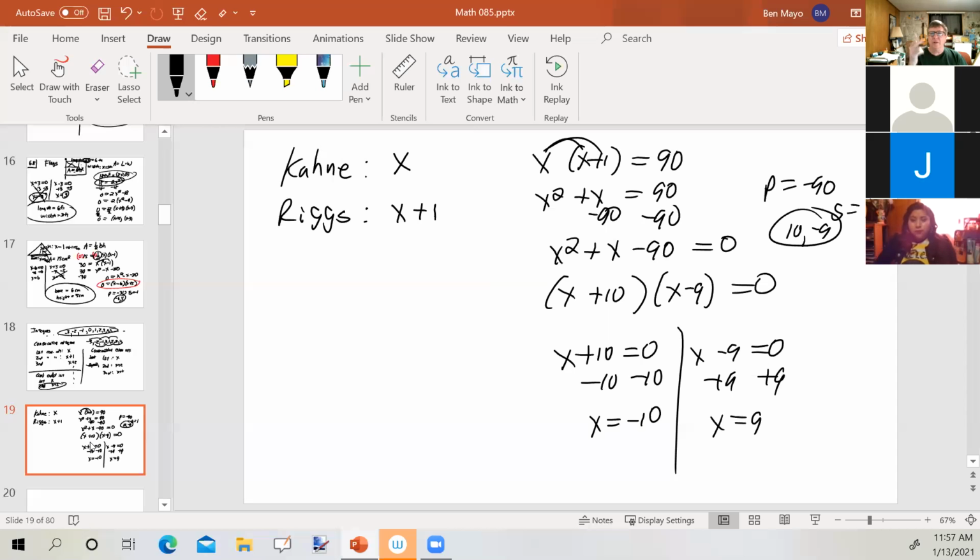So again, we get two solutions to our second degree equation. However, the directions said they're consecutive positive integers. So once again, we're throwing out the negative value. So X is 9, X plus 1 would be 9 plus 1, which is 10.